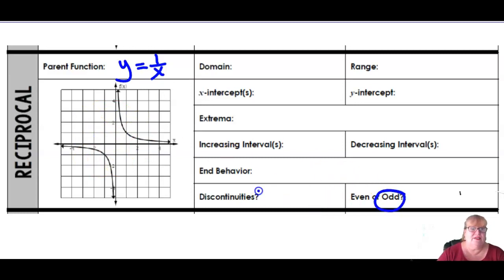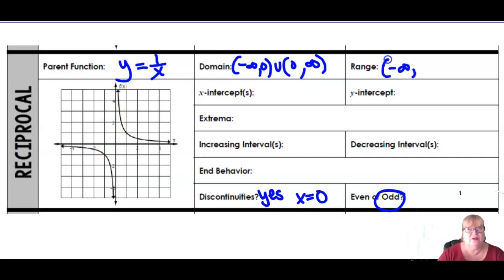It does have a discontinuity. It is discontinuous when x equals 0, okay? It is undefined. Does that make sense, guys? The domain is everything except 0, because you can't divide by 0. What comes out then is also everything but 0. If we go bottom to top, there is a 0 here, so the y can't be 0 either.